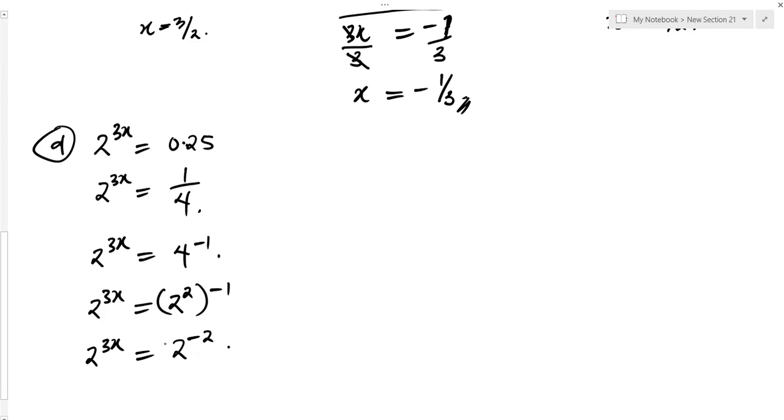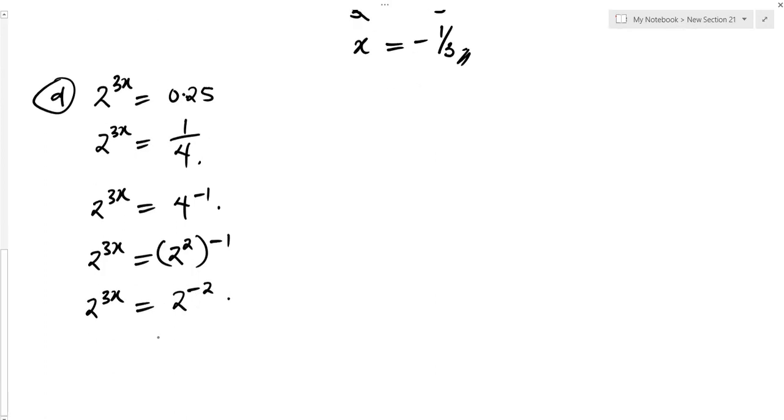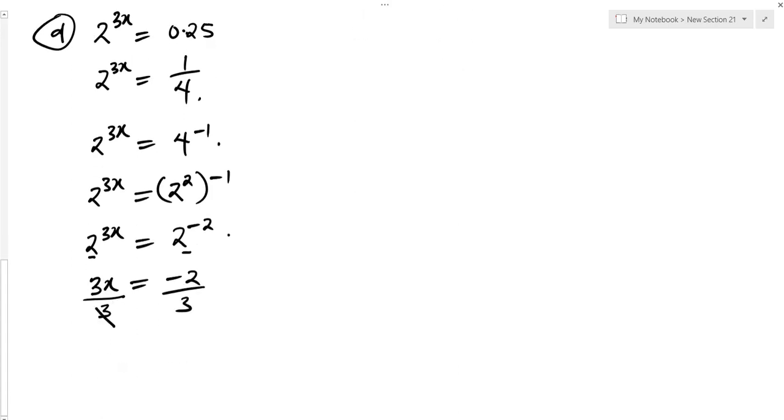So now, since the bases are the same, you equate the powers. So you have 3x equal to minus 2. So to isolate x, you divide both sides by 3. This 3 will cancel out the 3 here. Then the left hand side, you're left with x, and the right hand side is minus 2 all over 3.